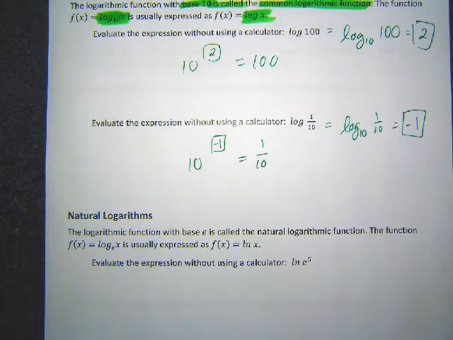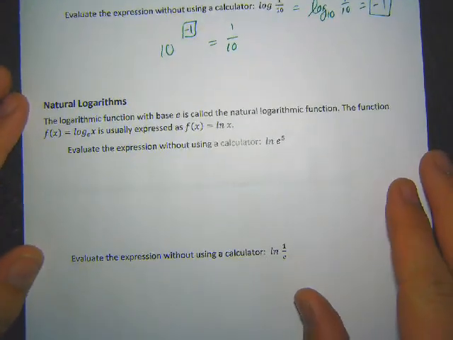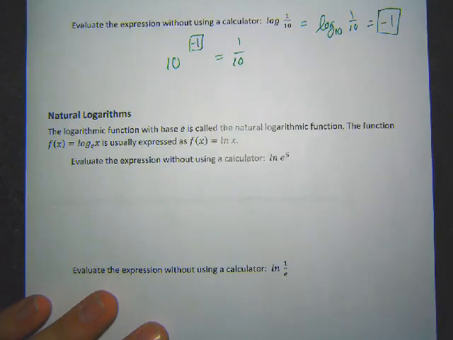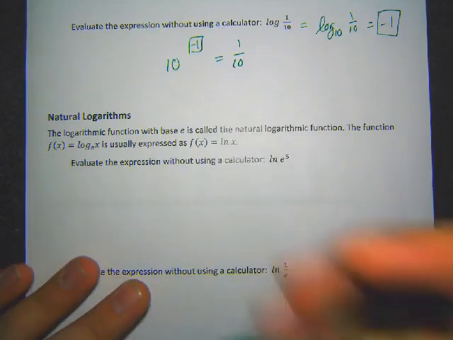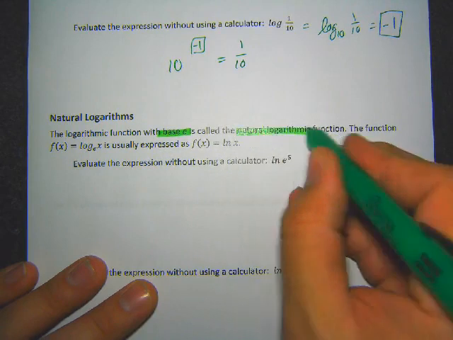So that's the common log. Any log that doesn't have a base is base 10. That's the rule of thumb. If you don't put a base, it is base 10 log. There's actually a second log that is really common, and it is called the natural log. This is the other log that's super common. The big difference with natural log is its base is e. So instead of base 10, it's base e, and we call it the natural logarithm.